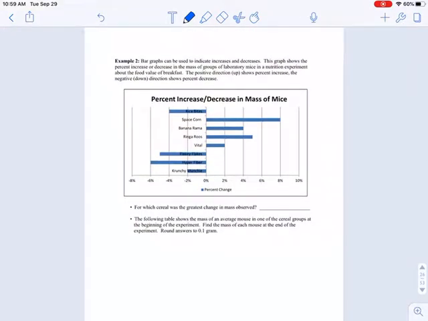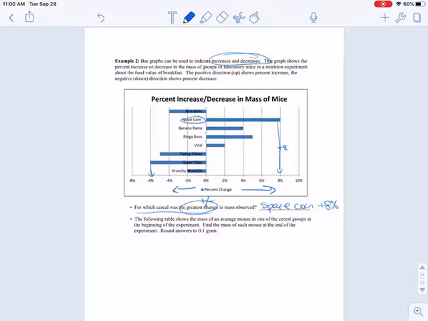Bar graphs can also include negative values. So these, you'll notice, are negative percentages, and these are positive percentages. So they can indicate increases and decreases. So this graph shows the percent increase or decrease of the mass of groups of laboratory mice in a nutrition experiment. So they fed them different foods, and then they weighed them after to see if they gained weight or lost weight. So for which cereal was the greatest change in mass observed? And it doesn't say positive or negative, so we can look at both cases. Well, this is negative 6%, but this is positive 8%. So space corn with a plus 8% change.